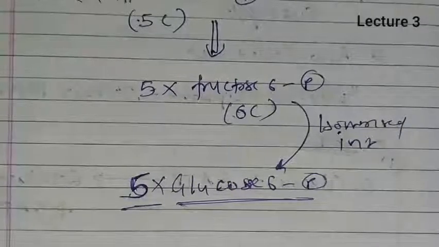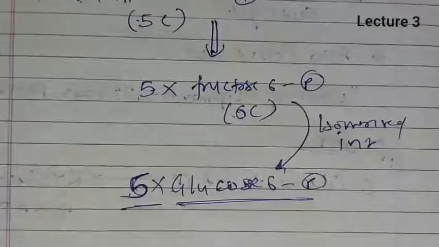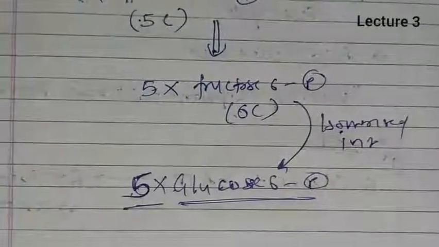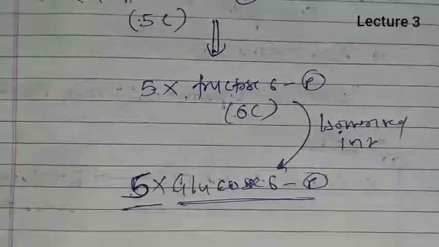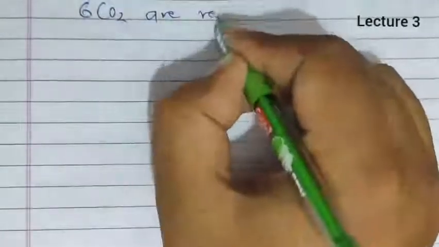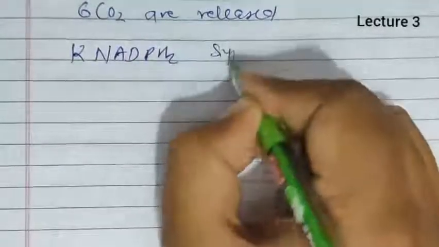So in this, 5 molecules are regenerated, one is used new. So in this, 6 CO2 are released and 12 NADPH2 synthesis occurs.